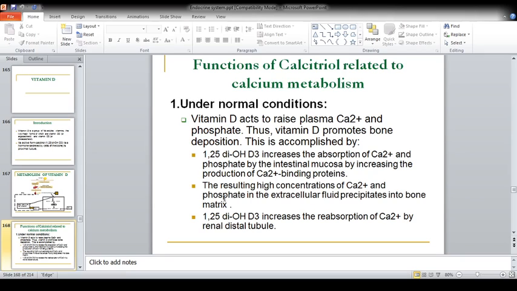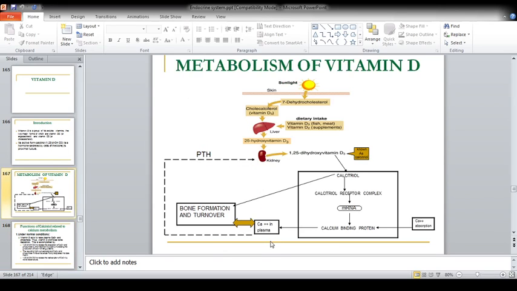Moreover, it would result in higher concentrations of calcium and phosphate in the extracellular fluid, which is precipitated into the bony matrix. And 1,25 dihydroxy cholecalciferol would also increase the reabsorption of calcium by the renal distal tubule.